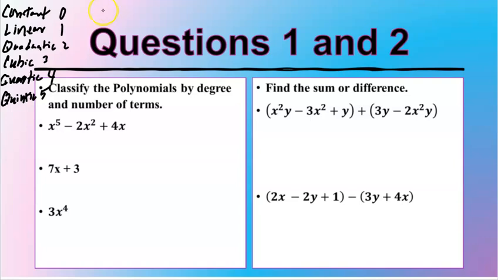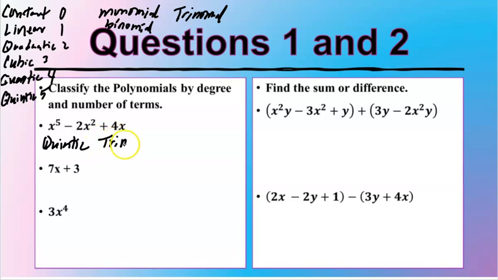And then the number of terms, we have a monomial, 1 term, binomial, 2 terms, and trinomial, 3 terms. So for here, we have a degree of 5, so that's a quintic. And we have 3 terms here, 3 groups of numbers and or letters separated by plus or minus signs, so that's a trinomial.